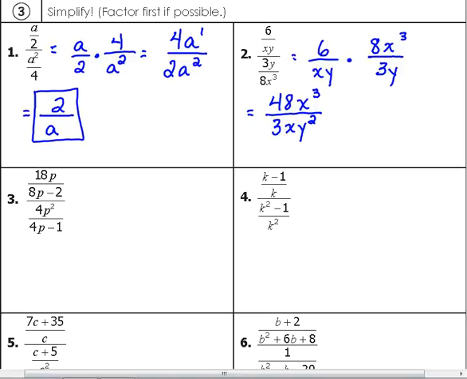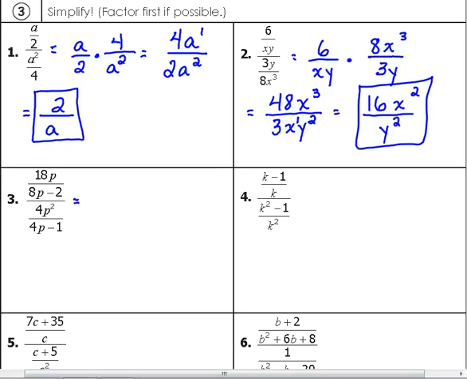Now, let's simplify 48 over 3. 48 divided by 3 is 16. X cubed over x, subtract the exponents. 3 minus 1 is 2. It was bigger in the numerator, so that's x squared in the numerator. And y squared, we don't have a y in the top, so we just leave it where it was in the denominator. Okay, so not really that bad, not that difficult. We just need to keep things organized.